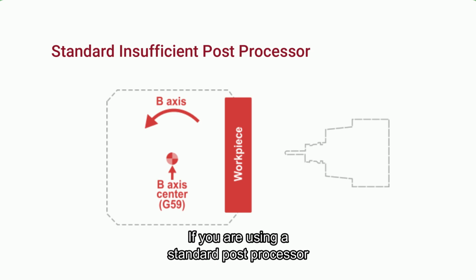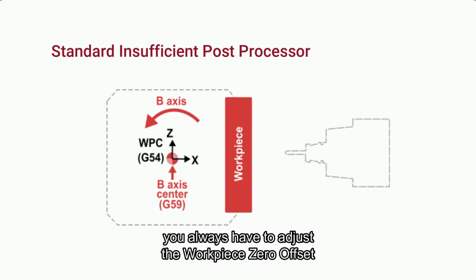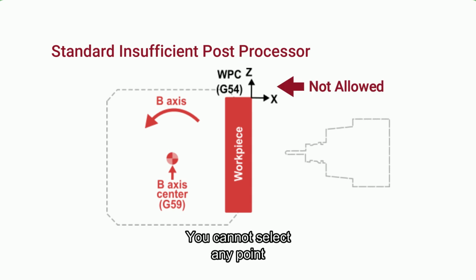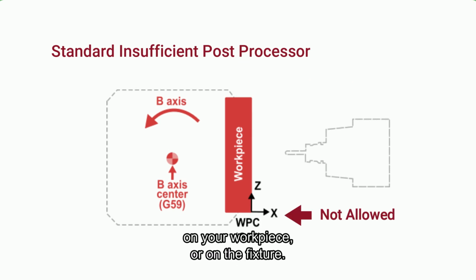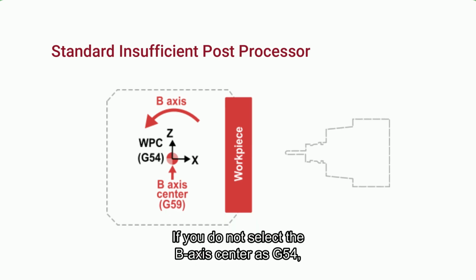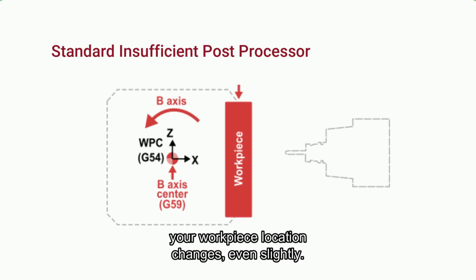If you are using a standard post processor for your 4-axis horizontal CNC, then you already know that you always have to adjust the workpiece 0 offset, G54, at the table, or in other words, at the B-axis rotation center. You cannot select any point on your workpiece or on the fixture. If you do not select the B-axis center as G54, you cannot machine your part. However, this creates a big problem when your workpiece location changes even slightly.